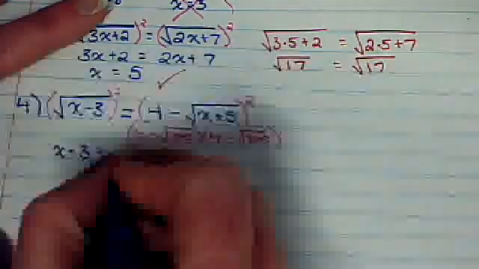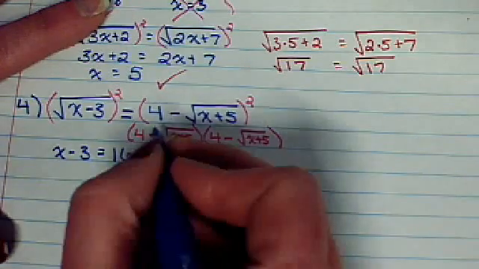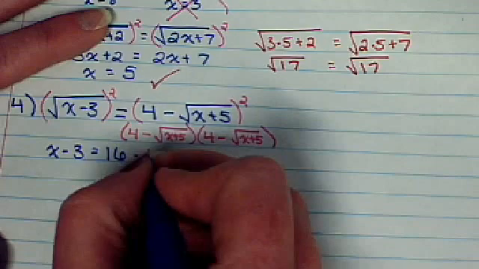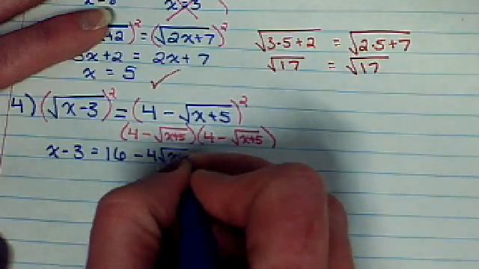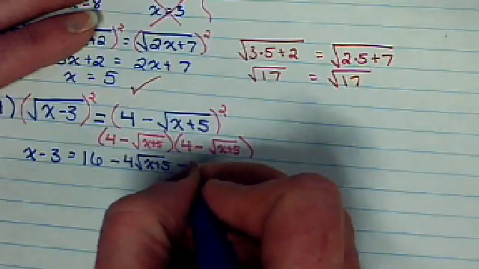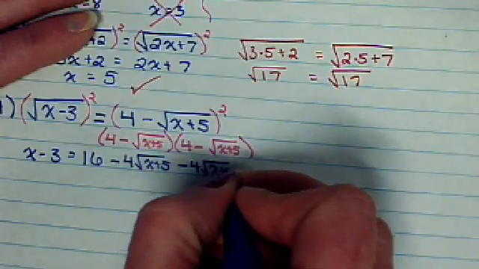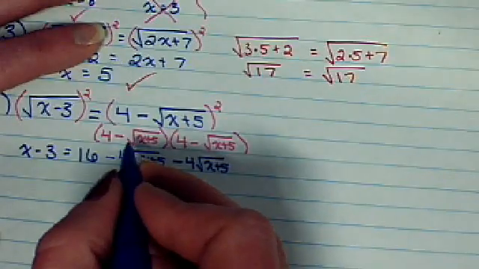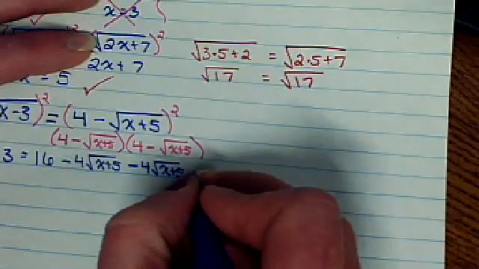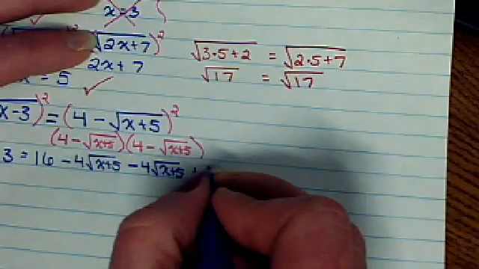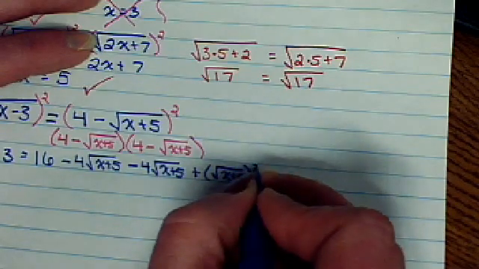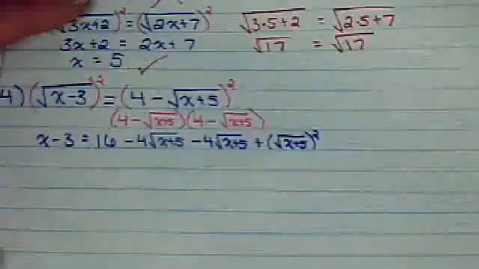4 times 4 is going to give me 16. 4 times negative square root of x plus 5 is going to give me negative 4 square roots of x plus 5. Negative square root of x plus 5 times 4 gives me another negative 4 square roots of x plus 5. And then here's a negative square root of x plus 5 times a negative square root of x plus 5. That's going to be a positive square root of x plus 5 squared, because we're multiplying it times itself.